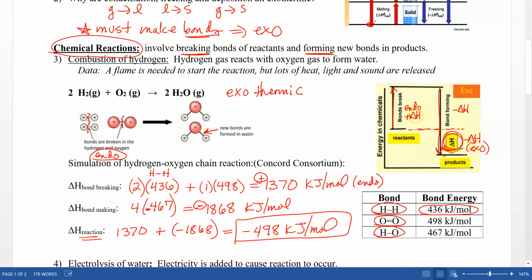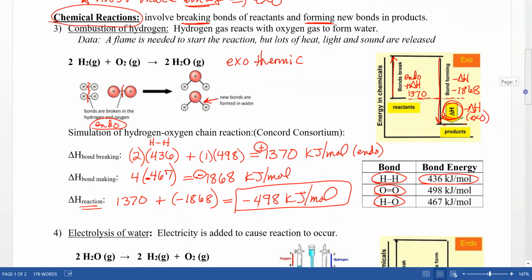All right, go up 1370, and then you're going to go down negative 1868, and that net change is the negative 498 kilojoules per mole. So that's the delta H, and it is coming out negative. It's exothermic, so that makes sense.